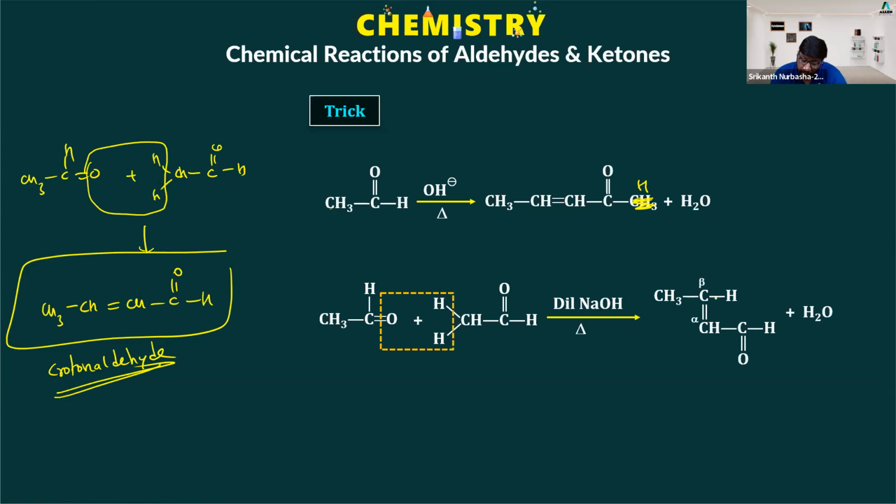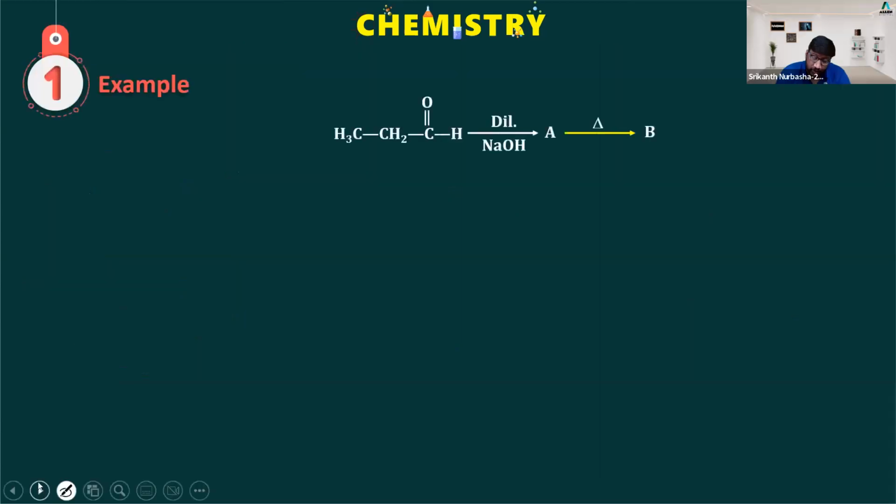Okay, CH3 CH double bond CH C double bond H. That should be the respective major product. Is that clear, students? Is everything clear? Yes, sir. Try to solve this example.